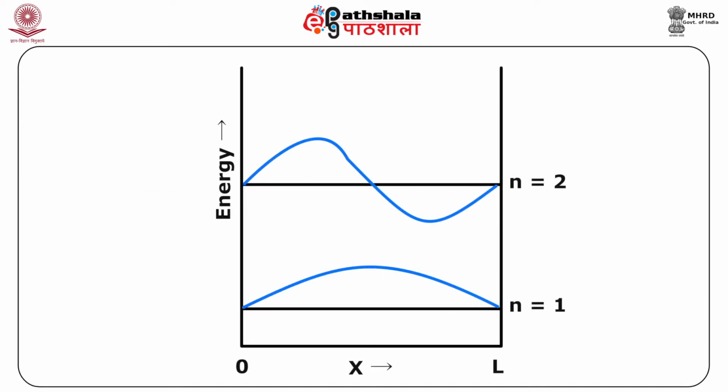The first two wave functions are shown in the figure, and you can see that the first wave function, n equal to 1, is positive throughout, and for n equal to 2 there is a node at L by 2.